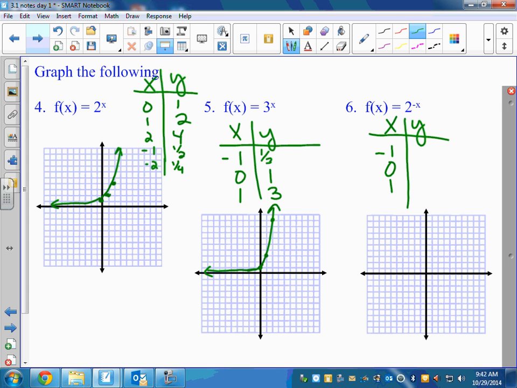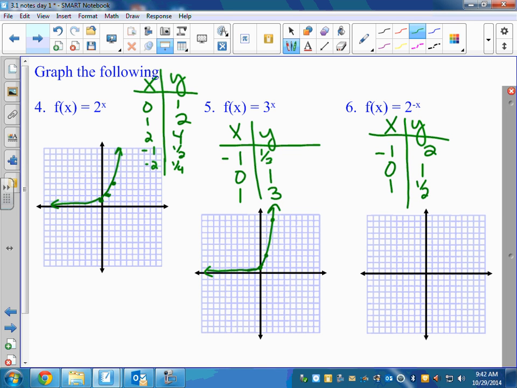if I put negative 1 in there, that's now 2 to the first, because negative of negative 1. So now that side's going to be the positive side. I plug 0 in there, I still get 1. And now if I plug positive 1 in there, I get 2 to the negative 1, which is 1/2.